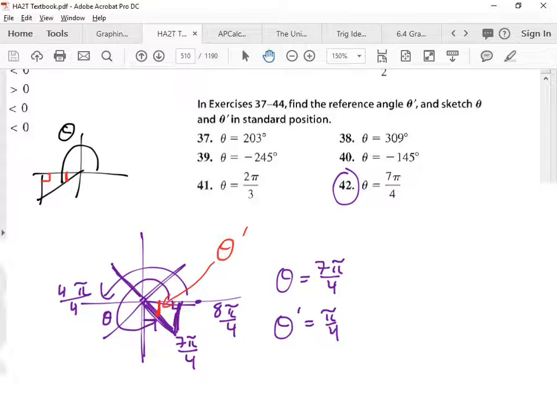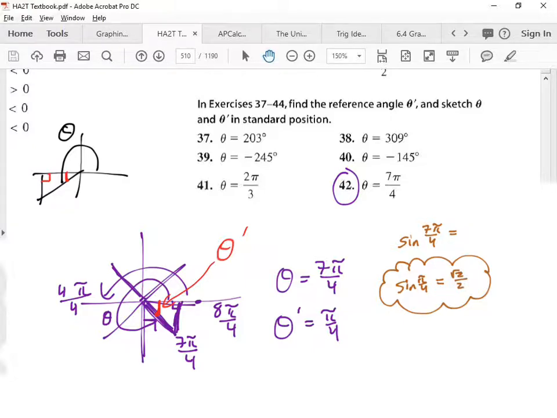So what do we use reference angles for? We use reference angles to help us find the trig values of the angle. So let's say I wanted to find sine of 7 pi over 4. What you're going to think about is sine of pi over 4. This is what you're thinking about. What is sine of pi over 4? That is rad 2 over 2.